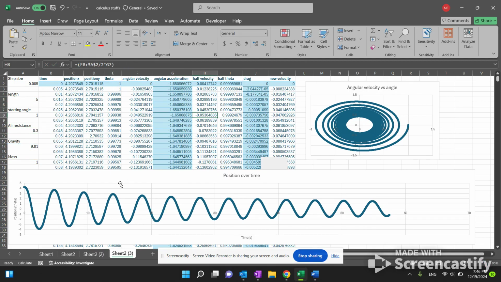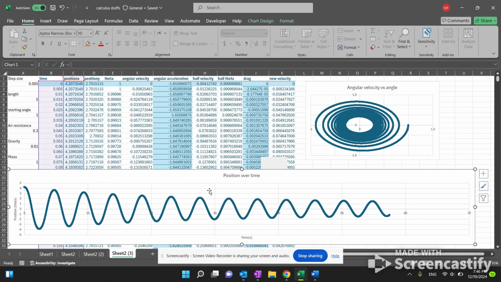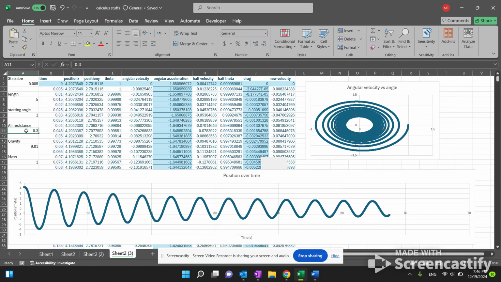So what that means is that if you look at this graph here of the position of the pendulum over time, you'll actually see that motion decay, and eventually it should come very close to stopping. And if you look over on the left in this column, these are all terms you can manipulate to change the starting conditions.